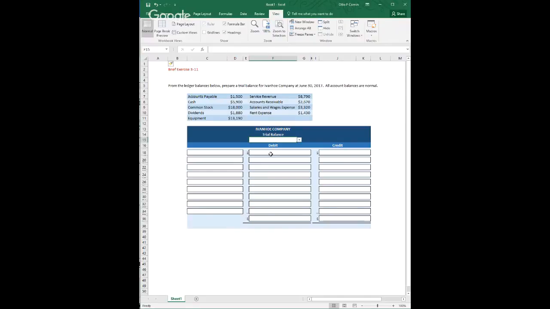So the question for exercise 3-11 says, from the ledger balances below, prepare a trial balance for Ivanhoe Company at June 30th, 2017. All account balances are normal. So on a trial balance, to me, it's very similar to a balance sheet. And so when you go to the drop-down menu, you want to select the actual date instead of for the year or the month ending in. So the first step, sorry that I did it in Excel, so it changed it to a number, but you want to change it to the actual date, which is June 30th. So pretend that says June 30th.